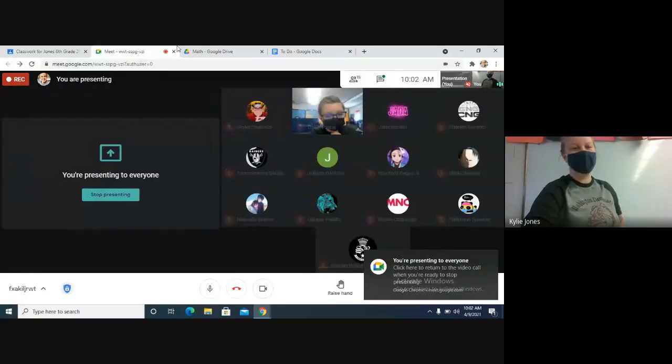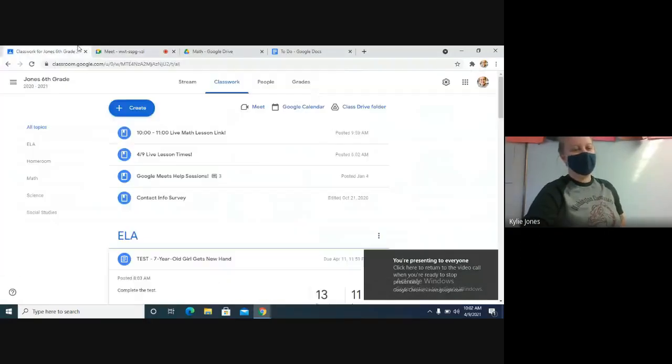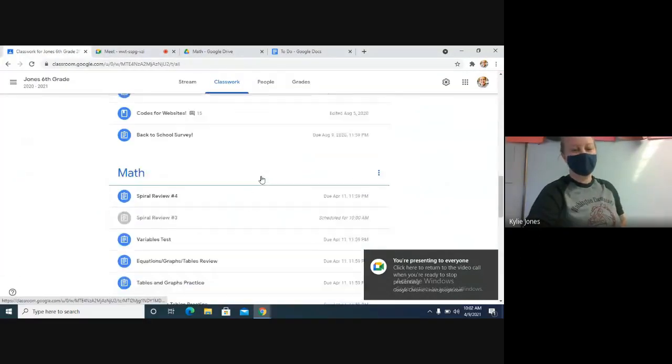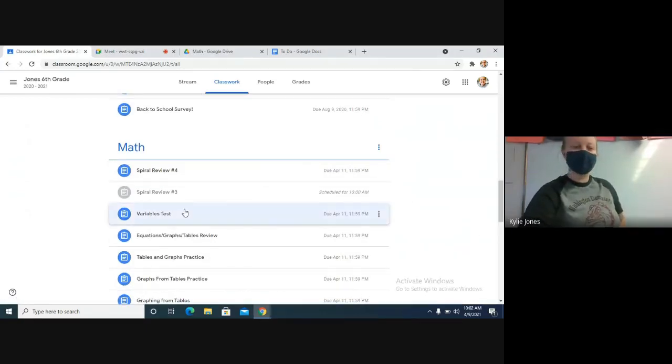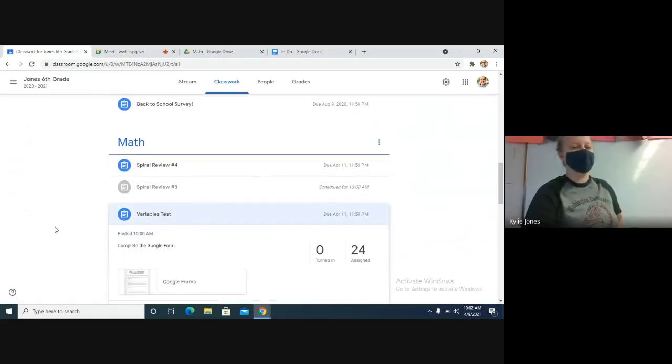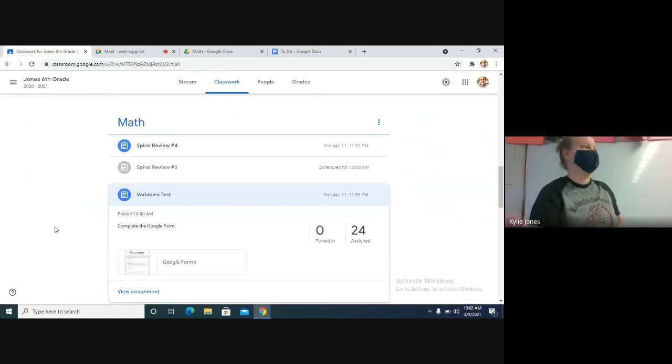There are 3 of them today. Over on Google Classroom, 2 of them have posted, but not the 3rd one. So the first one that you should probably do is the variables test. This is what we've been doing for the past 2 weeks, where you are identifying independent and dependent variables, figuring out what goes in the tables, which graph matches, things like that. So that's a 5-question test that's graded.